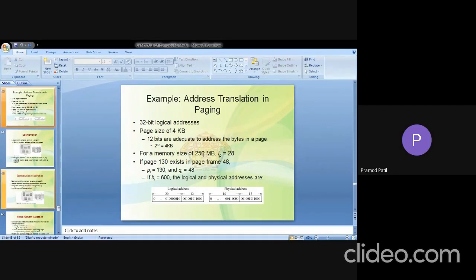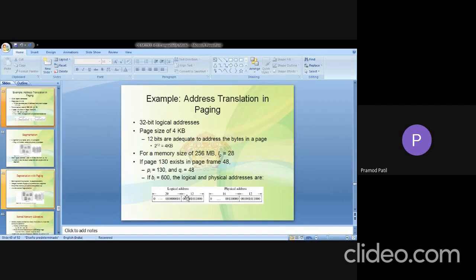For a memory size of 256 MB, the physical address length is how much? 28. So if page 130 exists in the page frame 48, they have given that the page frame is 48. Total pages are 130 and page frames are 48.